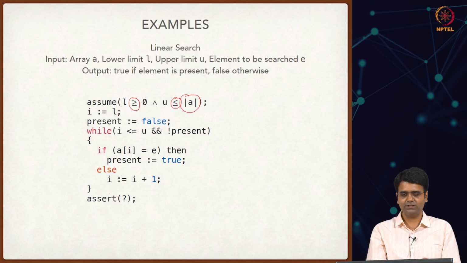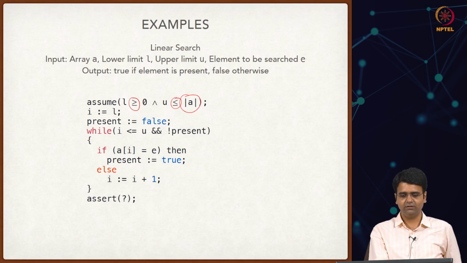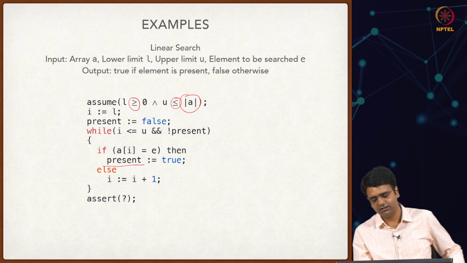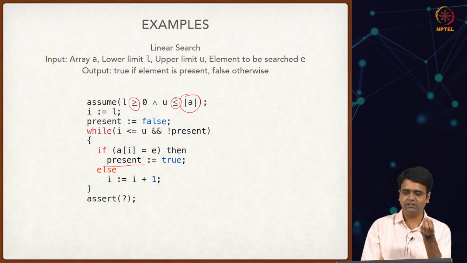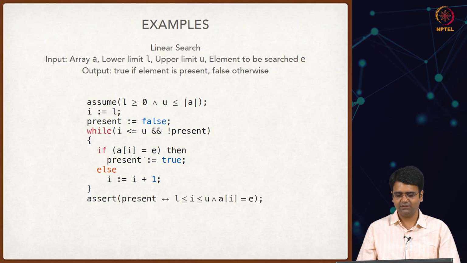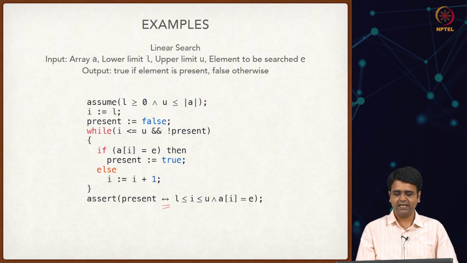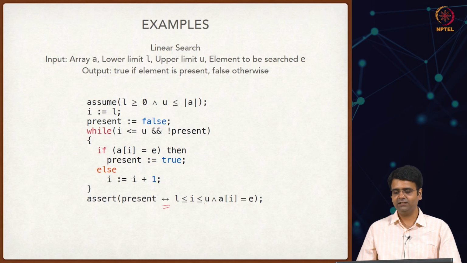So what about the post condition? The post condition has to say something about this present variable, and in particular it has to say when this present variable should be true and when it should be false. So here is one way in which you can write the post condition. You can say that present if and only if, or by implication, L is less than or equal to I is less than or equal to U and A[I] is equal to E. So A read at the index I is equal to E.